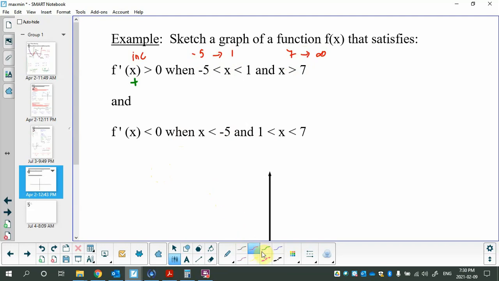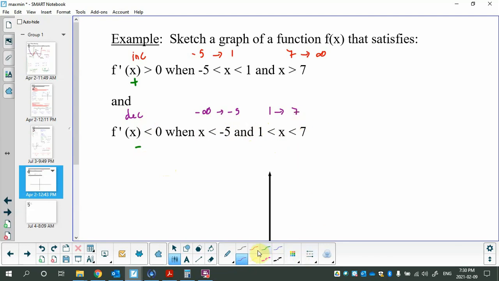Then it says, and f prime at x, the first derivative, is less than 0, meaning it's negative. That is a fancy way of saying it's decreasing, and it's decreasing when x is less than -5, meaning from -infinity up to -5, and it's also decreasing from 1 to 7.